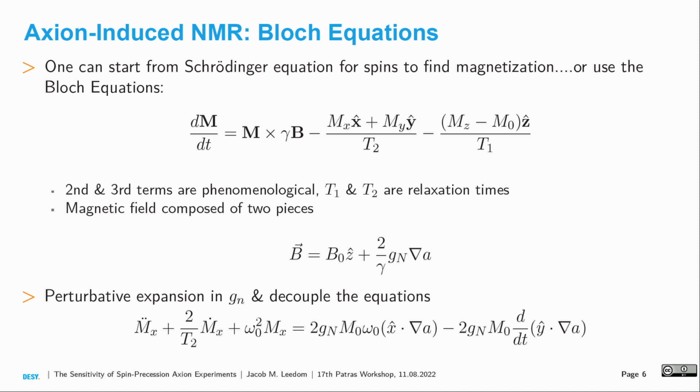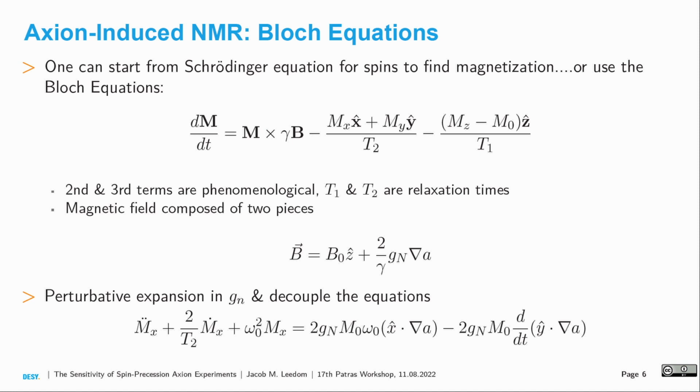Now, if you stare at this set of equations, you'll see that they're first-order coupled differential equations, but you can take a derivative and then uncouple them. And so that's what I'm doing here in the last line. But in particular, you also want to do a perturbative expansion in g_n, which of course is perfectly fine since this is quite small. And what you'll get is an equation that looks like this. So this is a differential equation. Here I've just written down the component in the x direction.